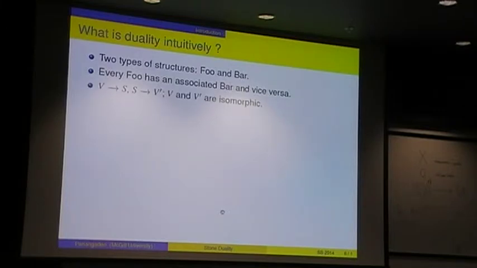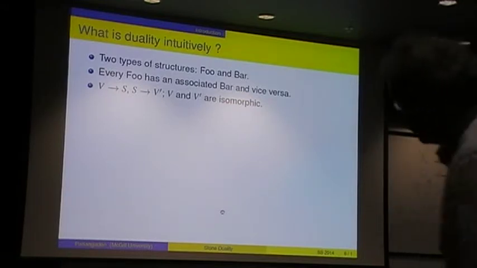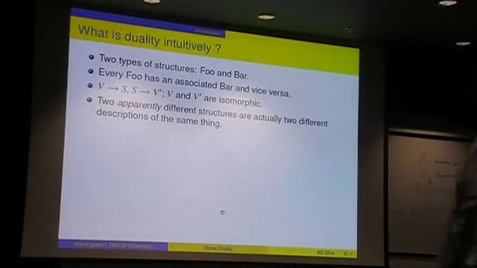So what happens if you start from one of these foos, you construct the corresponding bar gadget, and then you apply the vice versa construction, you get back another foo. How do those two relate? Well, if you have a nice duality, you would like to actually get back to something that's isomorphic to the thing you started with. Okay, so you can go back and forth and return to your starting point. That's what's telling you that you have two different views of the same thing. So these two apparently different structures are actually two different descriptions of the same thing.